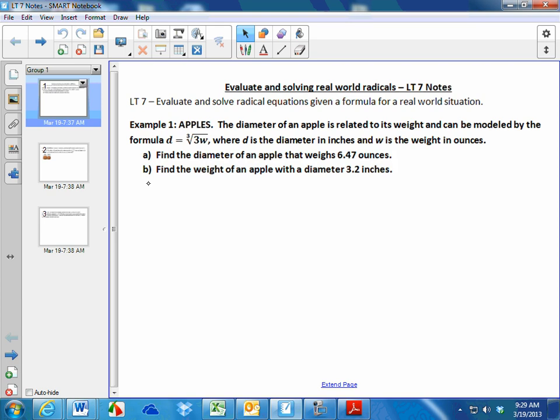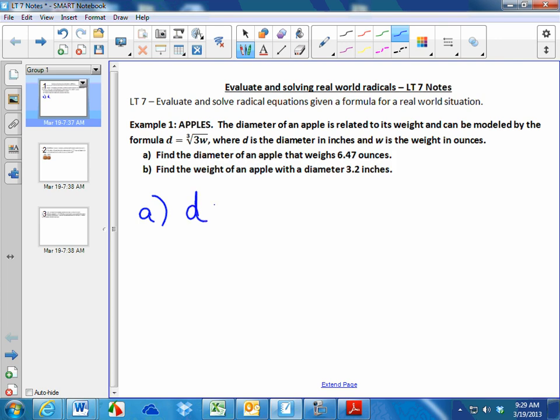The diameter of an apple is related to its weight and can be modeled by the formula D equals cube root of 3W, where D is the diameter, W is the weight in ounces. So part A, find D of an apple that weighs, W, that weighs 6.47. This problem just means plug in a 6.47 for W. So part A, all calculator work.